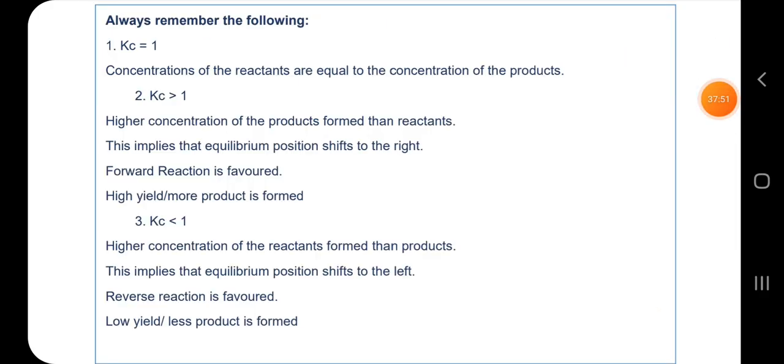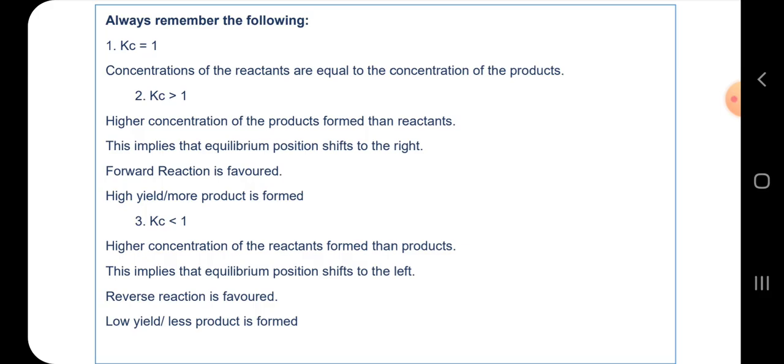When Kc is equal to 1, the concentration of the reactants is equal to the concentration of the products. When Kc is greater than 1, a higher concentration of product is formed than reactant. So this implies that the equilibrium position shifts to the right, the forward reaction is favored, and there is a high yield, more product is formed. But when Kc is less than 1, a higher concentration of reactant is present than product, and this implies that the equilibrium position shifts to the left, the reverse reaction is favored, and there is a low yield, less product is formed.